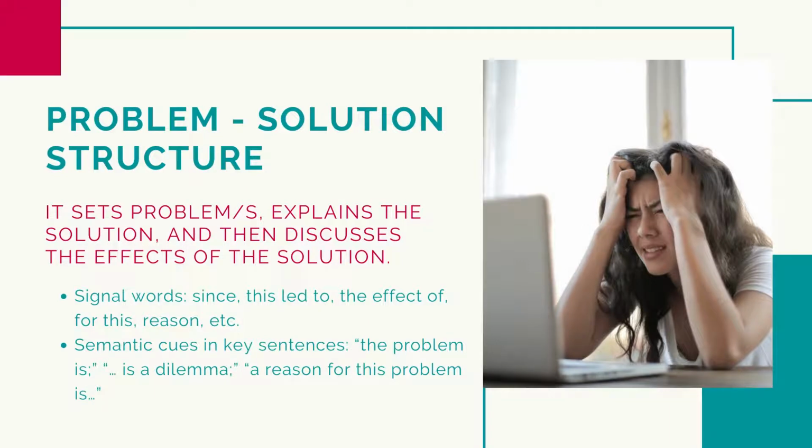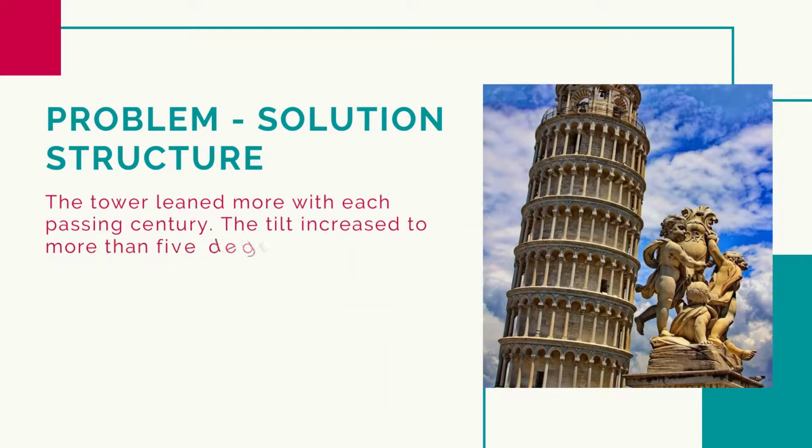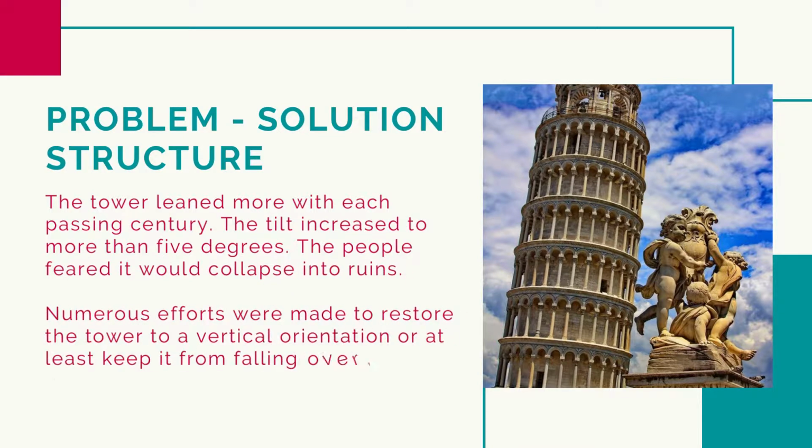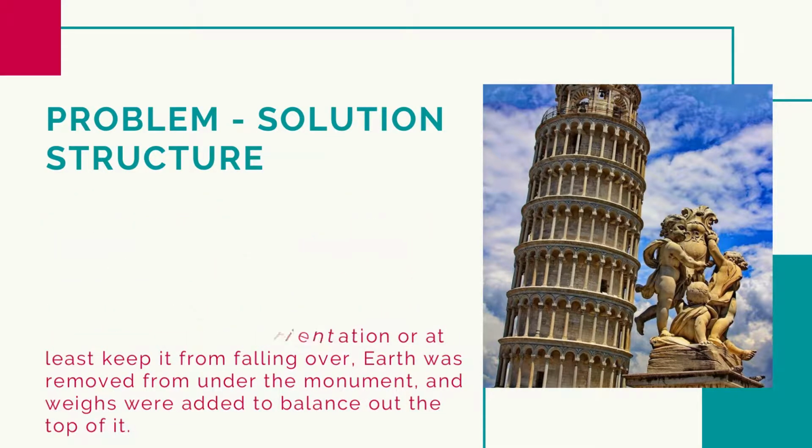Now, let's discuss the top-level structures that require a more holistic understanding of ideas presented. First, problem-solution structure. It sets problem or problems, it explains the solution, and then discusses the effects of the solution. This pattern may follow a number of different forms. At one extreme, the problem and solution are labeled as such. At the other extreme, the pattern is a series of questions and answers that may or may not lead to a resolution of the problem or issue. Look at this example. Read it and identify the characteristics of a text pattern evident in this excerpt.